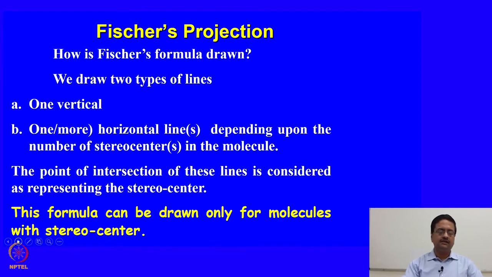So, the first question is how the Fischer's formula is drawn. We draw two types of lines, one vertical line and one or more horizontal lines, depending upon the number of stereocenters in the molecule. The point of intersection of these lines is considered as the stereocenter. This formula can be drawn only for molecules with a stereocenter, that is very important. We should not draw a Fischer projection for a molecule where there is no stereocenter present.